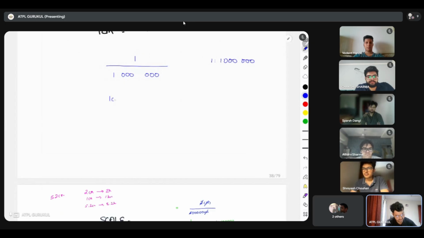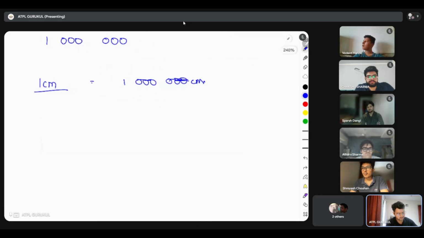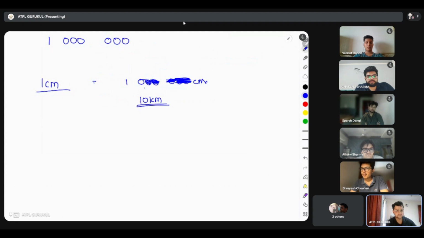This means that 1 centimeter on the chart is equal to 1,000,000 centimeters on the Earth, which means if I remove these two zeros it becomes meters, and if I remove three more zeros it becomes kilometers. So 1 centimeter equals 10 kilometers. Clear?